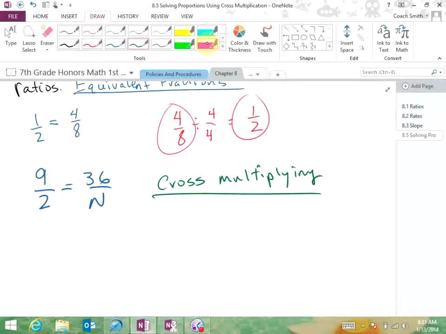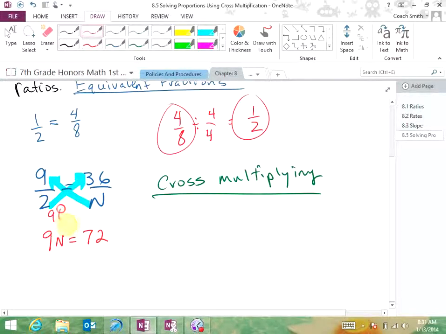So in other words, I'm going to multiply those two terms together, and I'm going to multiply those two together. When I multiply 9 times n, I get 9n, because I don't know what n is. When I multiply 2 times 36, I get 72. Let me go ahead and write that step down.